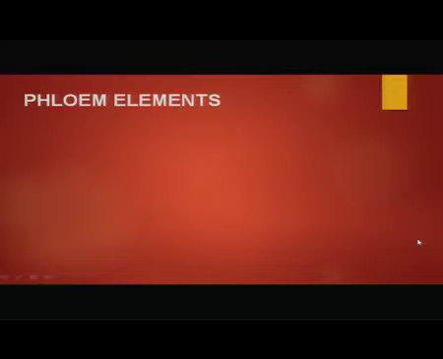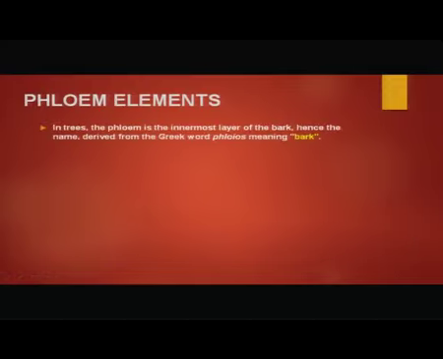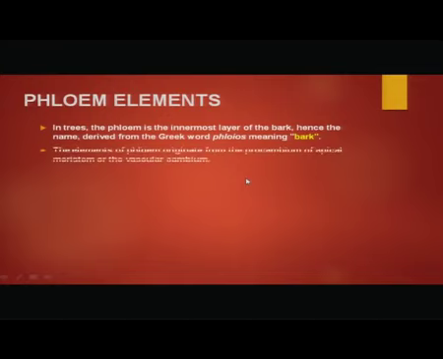This was all about the xylem elements. Let us take now the phloem elements. In trees, the phloem is the innermost layer of the bark, hence the name. It is derived from the Greek word phloios, meaning the bark. What does the phloem do, by the way? Yes, you are right. The phloem carries the photosynthates to different parts of the body of the plant.